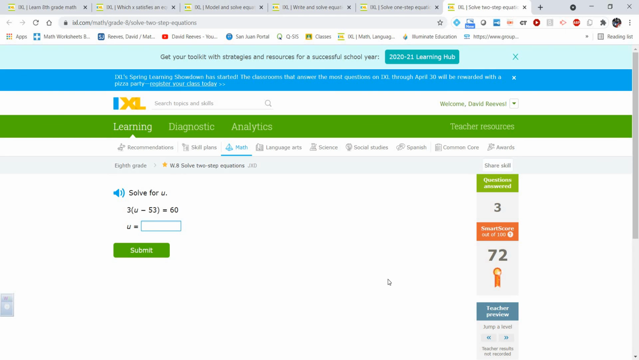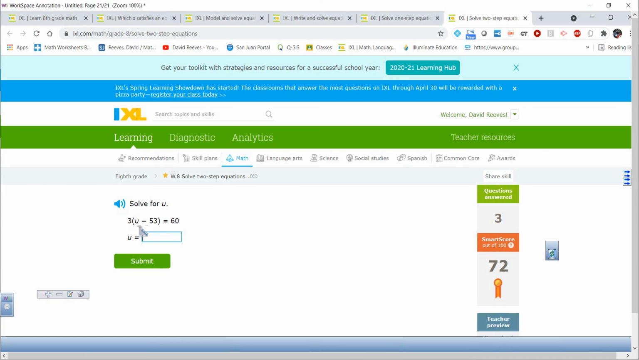All right. Now, this one, a little bit, whoops, didn't mean to do that. What we have here is a number outside parentheses. So we actually have two options. There are two ways that we can solve this one. One would be to distribute. We learned the distributive property. And then I would get 3u minus, and 3 times 50 would be 150, and 3 times 3 would be 9. So that would be minus 159 is 60.